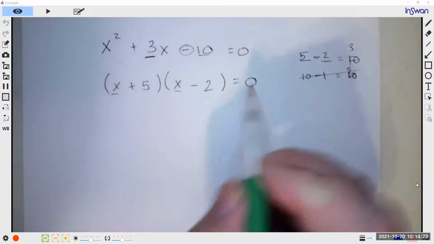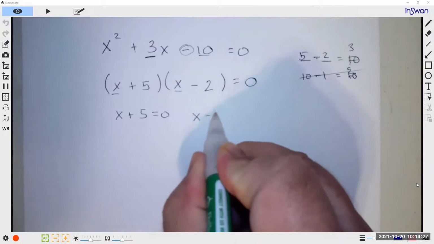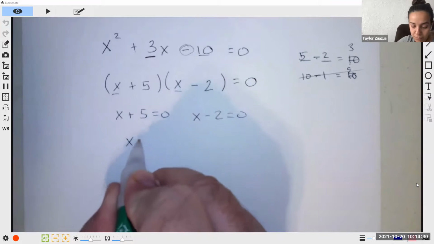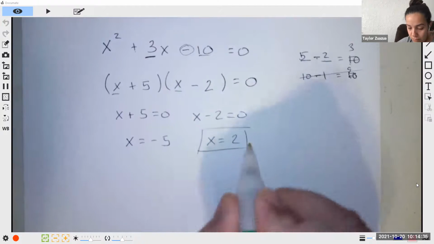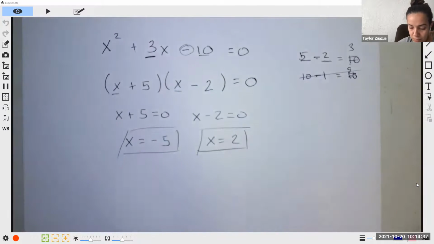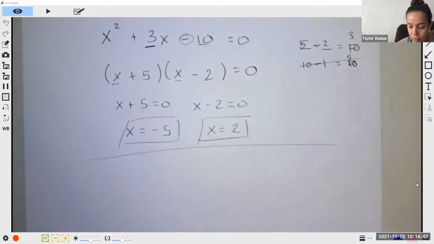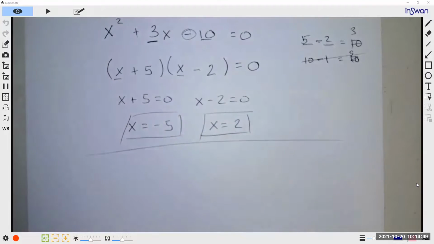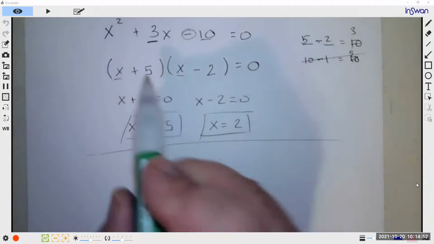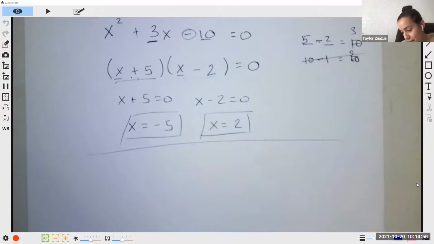And because it's equal to 0, we set both of those equal to 0 and solve. Those are our answers. This one equals a positive 2 because you bring it over. And this one equals a negative 5 because you bring it over. Remember from chapter 1 when we solved equations for circles? Whatever's inside the parentheses is always the opposite sign. Right.